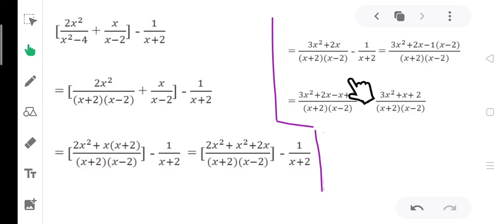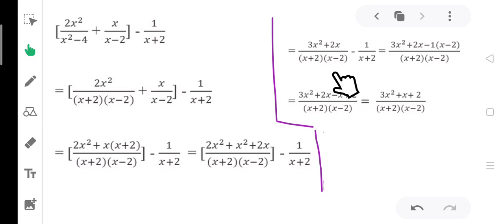Alright. Since this is already the sum of the two rational expressions inside the bracket, even if we factor out the common factor, we could not cancel, because there is no common factor. So we can subtract 1 over x plus 2 from here. But since they have different denominators, we are going to get the LCD.